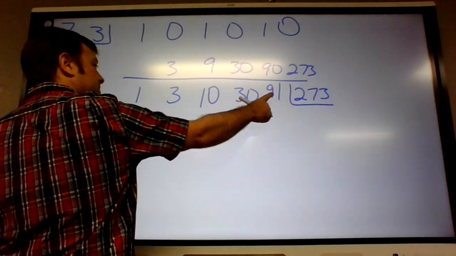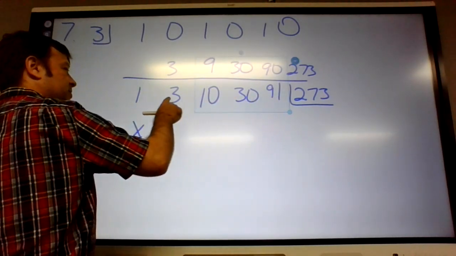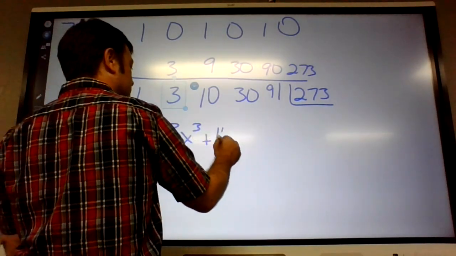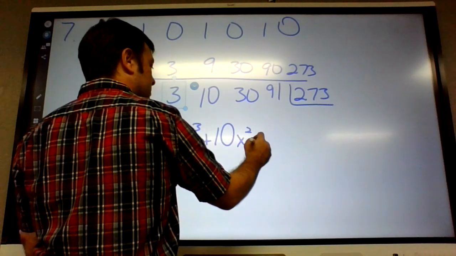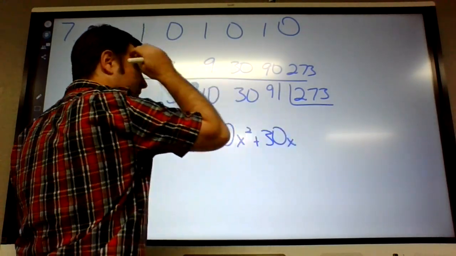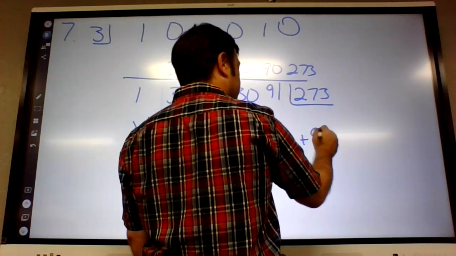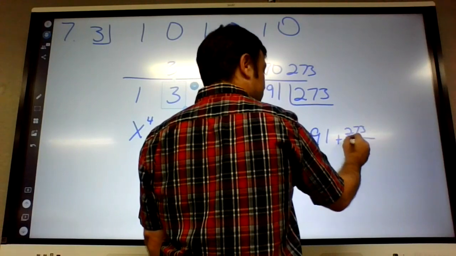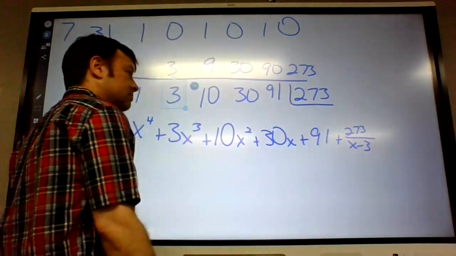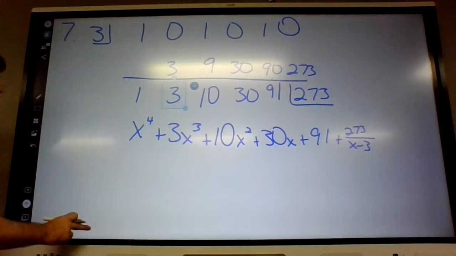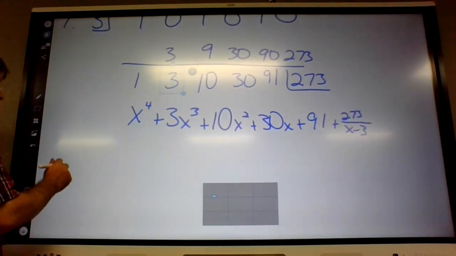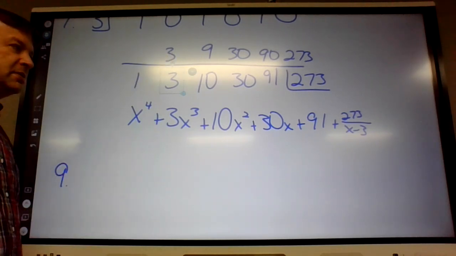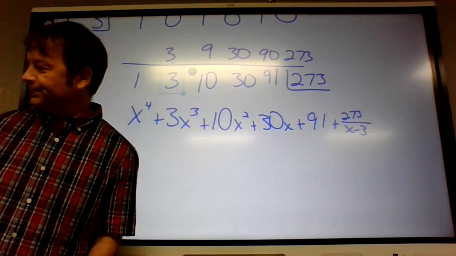Okay, so this is constant, x squared, x cubed, x to the fourth. We started with an x to the fifth, so our answer is x to the fourth. I'll just say a remainder of 273.